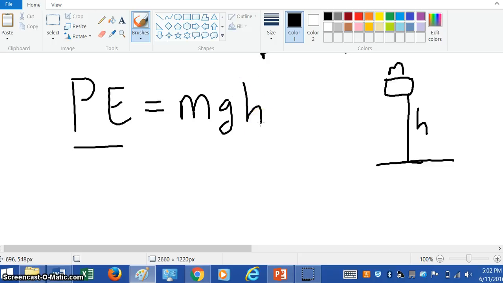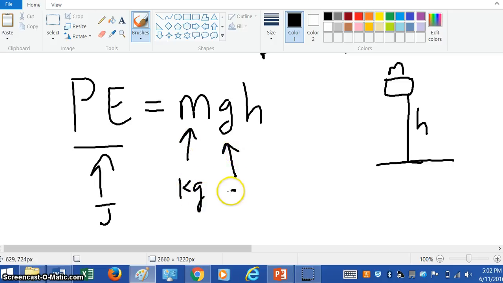Alright, so let's go over the units of this. Potential energy is measured in joules, just like energy always is. The mass here is in kilograms. Little g is what it always is on the surface of the planet Earth, 9.8 meters per second squared. And h, as you might guess, is in meters. So if you multiplied all that together, you'd have kilograms meters squared times seconds divided by seconds squared, and that turns out to be what a joule is.